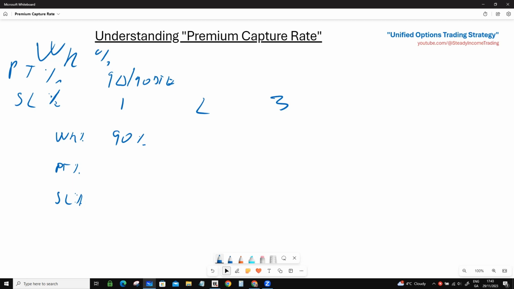And I'm sorry, I just made a mistake here, so let me just erase this. I wanted to say profit take here is going to be at 90%, and we're going to put this one at 200% stop loss. This is a very popular stop loss, and basically implies that you're going to close this trade if the cost of the trade becomes 3 times the initial premium that you sold. So let's say you sell it for 100 and it now costs 300, you buy it back for 300, and you're down 200% from the initial premium.